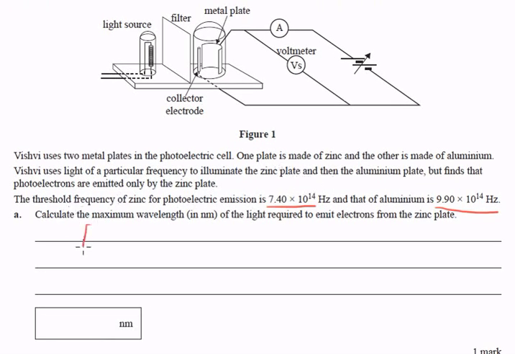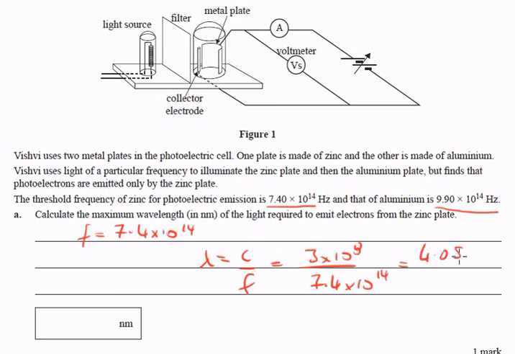Right, so we've got the frequency for zinc is 7.4 by 10 to the 14, and we want lambda, which is equal to c over frequency, 3 by 10 to the 8 over the frequency, 7.4 by 10 to the 14. That equals 4.05 by 10 to the minus 7, which equals 405 by 10 to the minus 9, which equals 405 nanometers.